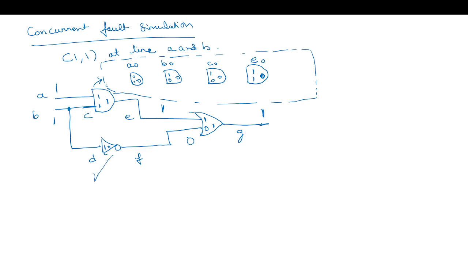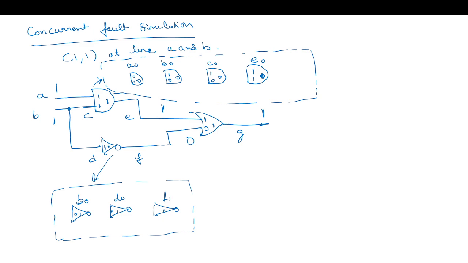Similarly, for this inverter, the concurrent simulations which are possible from this pattern are: we can have B stuck at 0, so it is 0, 1. And similarly for D also it should be stuck at 0, so 0, 1. And now F, it should be 1 because the output is 0. So 1, 1. So for this gate, again, what are the concurrent simulations we have?